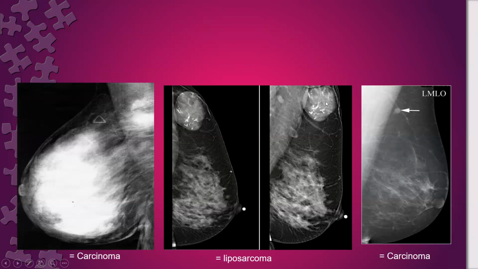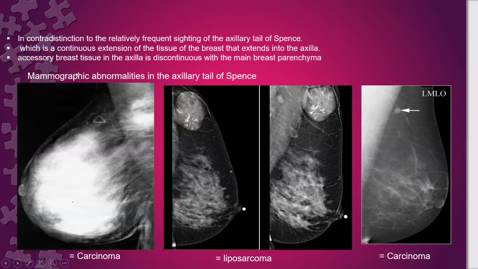But it is in the tail, though I could not see the parenchyma here, but it is at the tail of Spence. This is a liposarcoma, and these are cancers at the tail of Spence. In contrast to the accessory breast tissue in the axilla, which is supposed to be discontinuous with the main parenchyma, the tail of Spence is a continuous extension of the tissue of the breast that extends into the axilla.